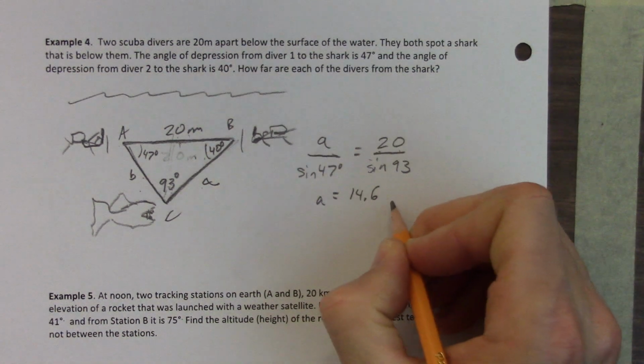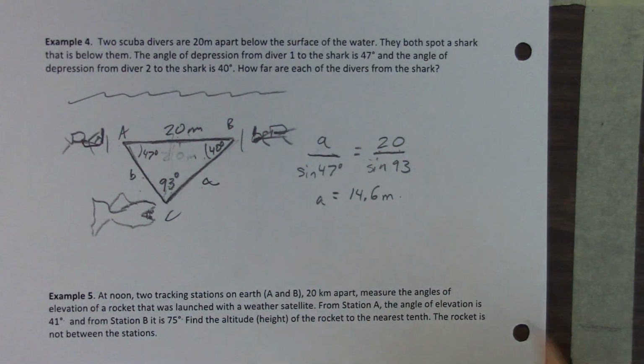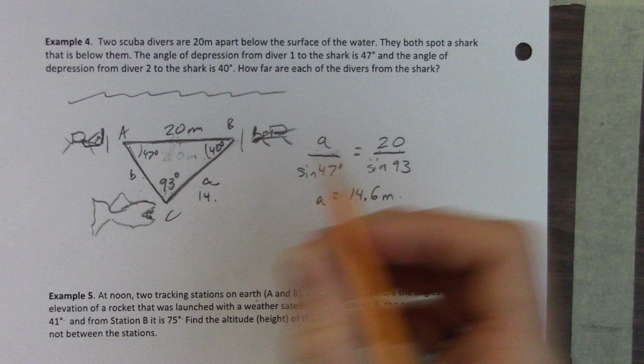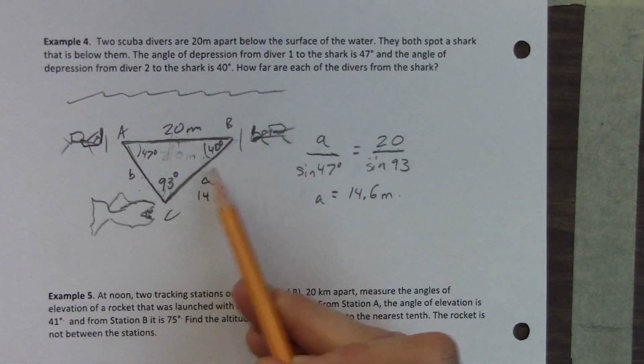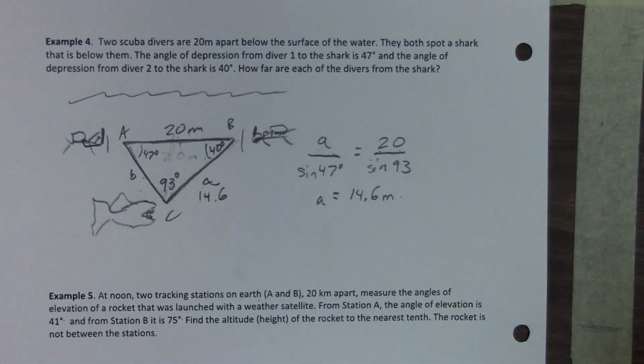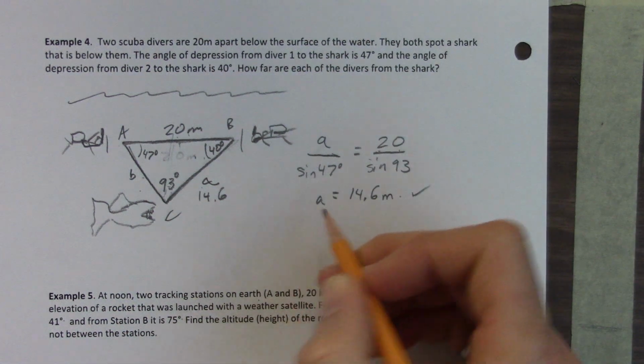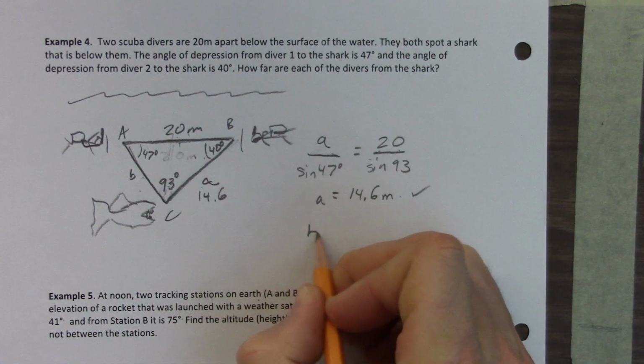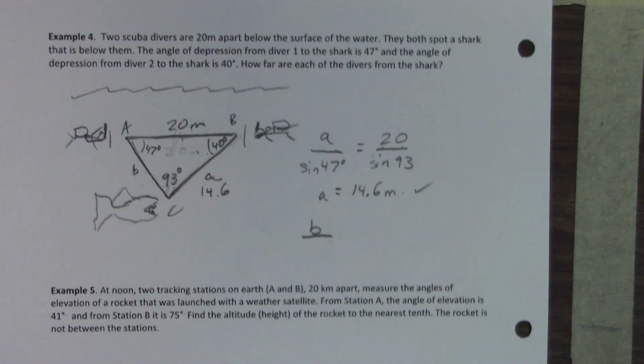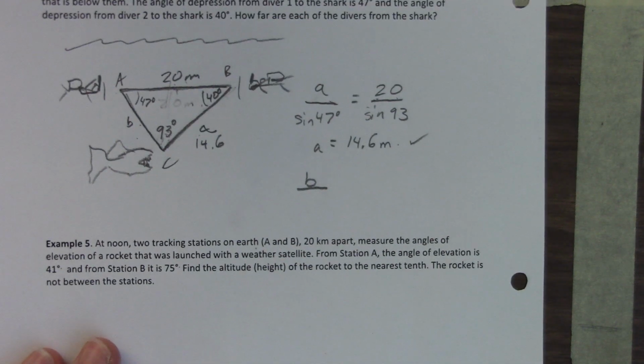And that's in meters. Okay, does that seem reasonable for this, the way I've drawn it? For this length? Yeah, it seems reasonable. Beautiful. So now we're going to go for B. Andrew, solve for B. So we're going to go B over sine 40.